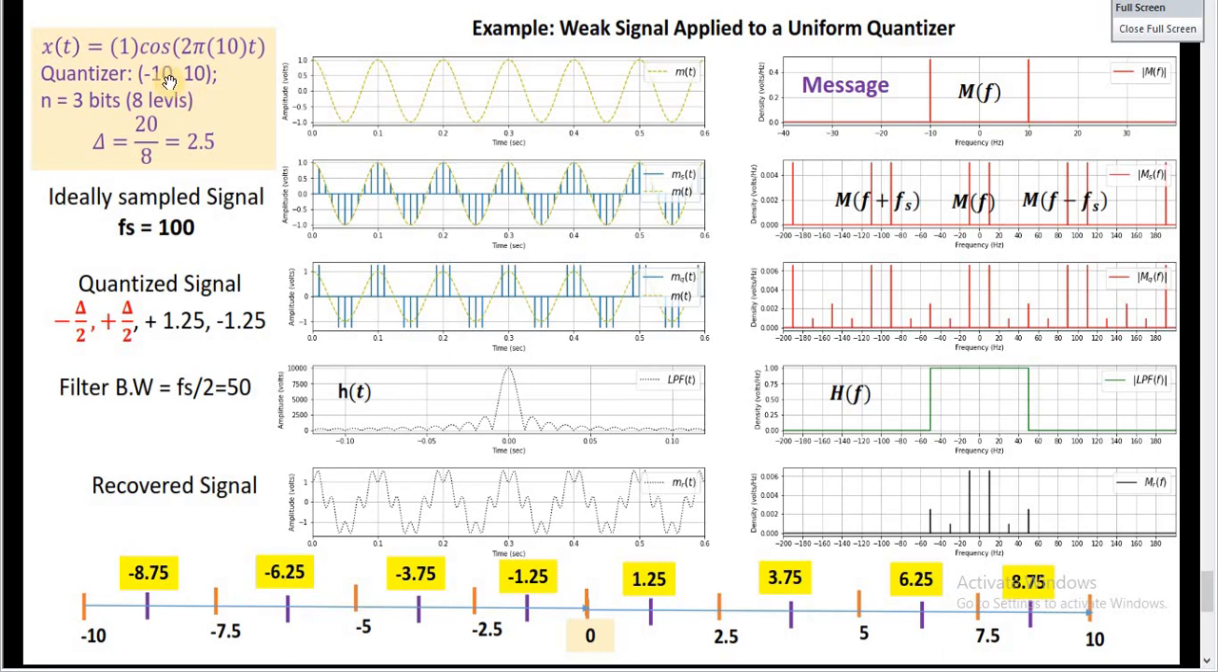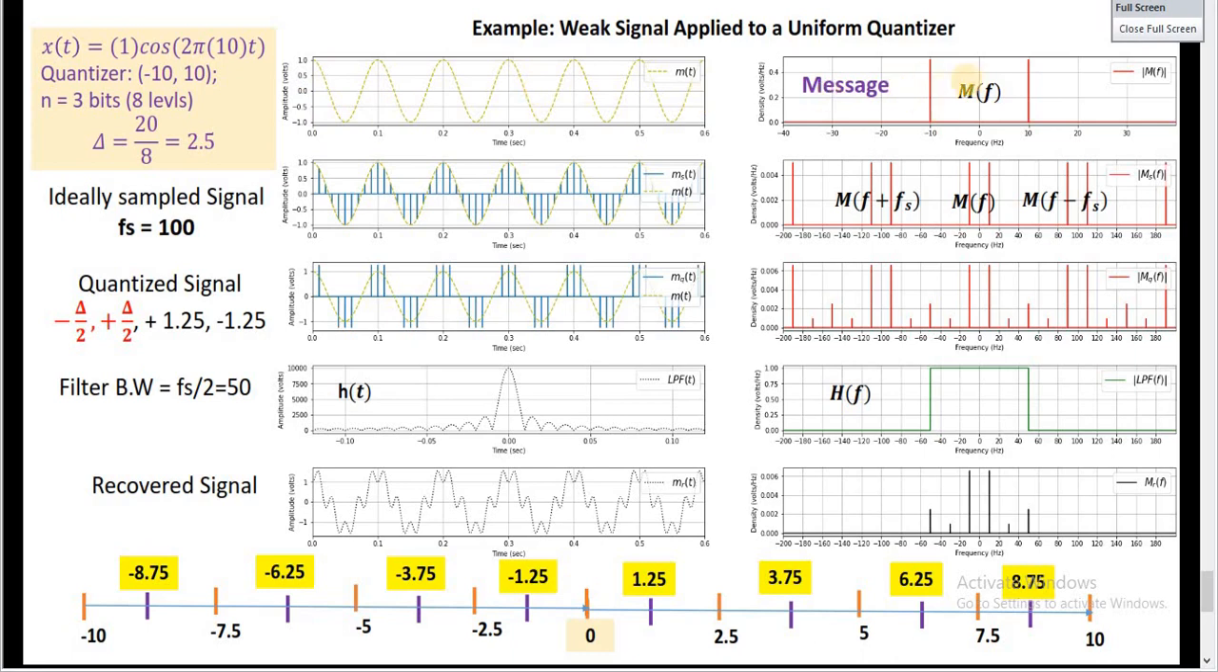However, our message signal now takes on a maximum value of 1, which means that all the time our signal will fall either in this segment or in this segment, which means that the quantizer output will always be either 1.25 or minus 1.25. This is the message signal m of t, which varies between minus 1 and 1.